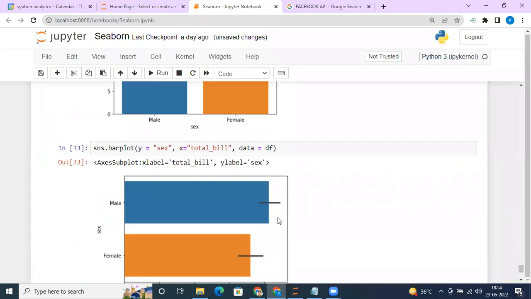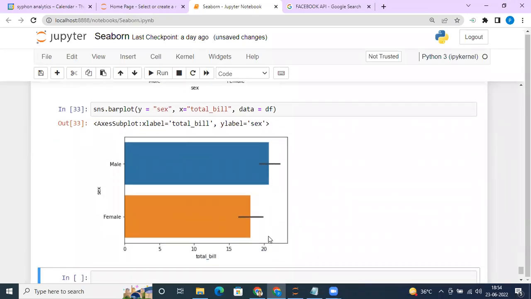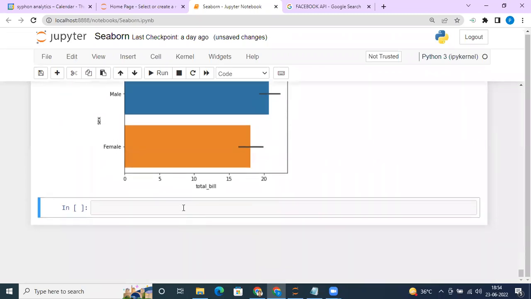But yes, options are there, because sometimes when you are presenting, your boss says, no, no, I don't like this orientation, please change it. This should be on this axis, this should be on this axis. So you have an option available for the same. Similarly, you may want to see the impact of total bill on any other category. Let me come here, or tip, anything we can pick.